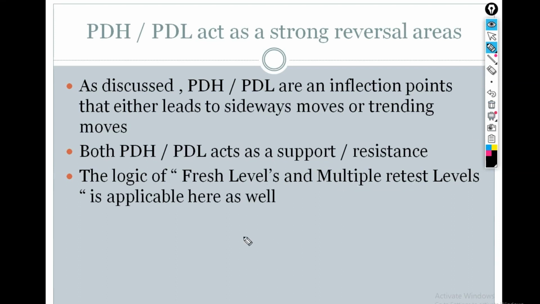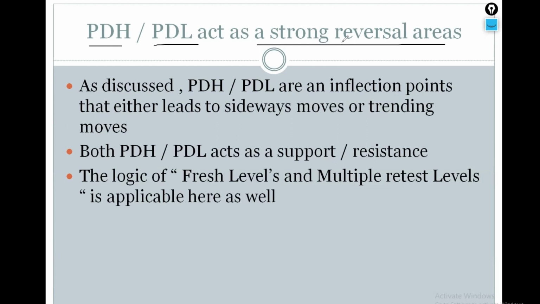For example, very simple, if I know that the previous day high has been tested many times, then if the next day the previous day high is taken out, the chances are very, very high that it's going to be a strong upside momentum. Previous day high and previous day low act as strong reversal areas.